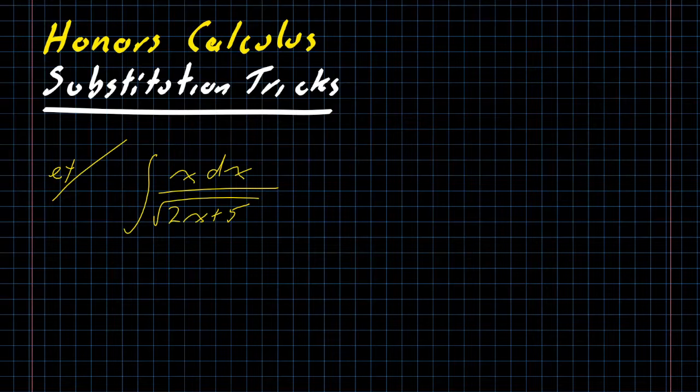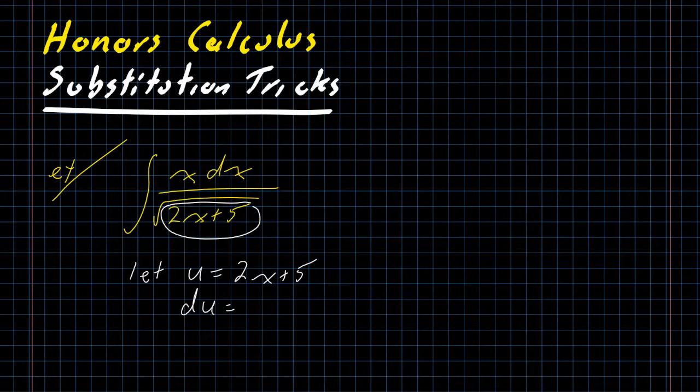All right, I'd like to look at the integral of x dx over the square root of 2x plus 5. And we see here that we've got some mess going on. We've got a square root in the denominator of the fraction, and we've got something that's not just x inside the square root. So my natural inclination, whenever I see something like that, is to see if a substitution will work. Let u equal 2x plus 5. Well, by going through that, that would give us that du is simply 2 dx.